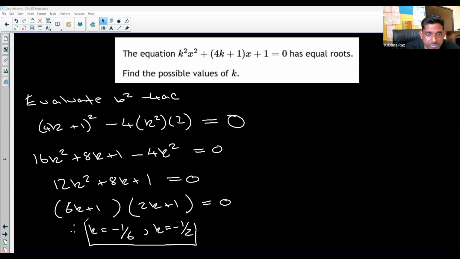You would have got the same solutions if you use the formula. It's absolutely fine to use the formula. It's just a bit quicker for me to do it that way. So the possible values for k are minus 1/6 and minus a half. All right, next one.